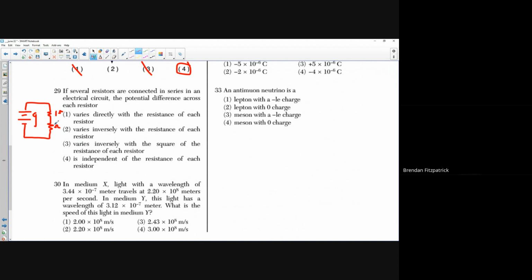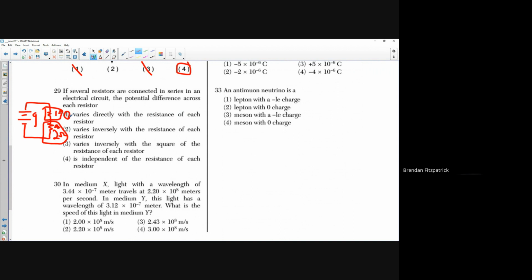But if one of the resistors were to increase in resistance, let's call this one 2 ohms, the battery needs to use more energy to get the current to go through the 2 ohm resistor compared to get the current to go through the 1 ohm resistor. So actually you get more voltage the bigger your resistance is in series. So it actually varies directly with the resistance of each resistor. That's a pretty tough question.